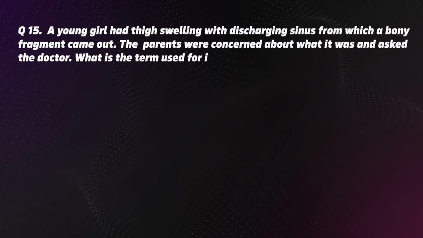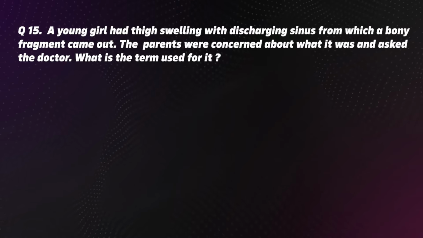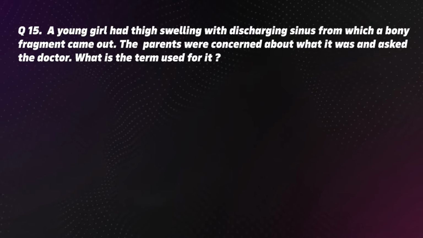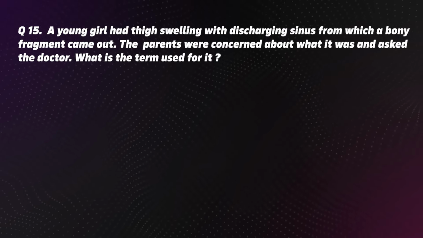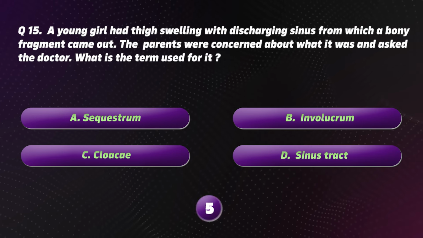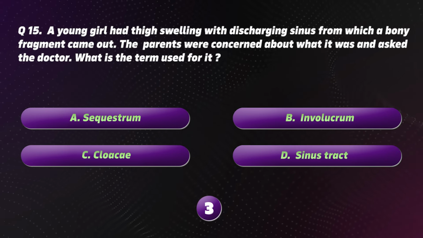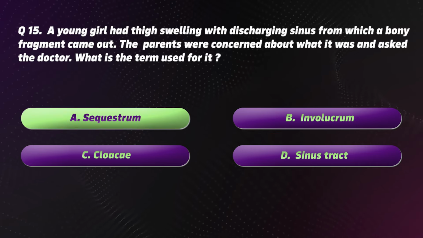Question 15. A young girl had thigh swelling with a discharging sinus from which a bony fragment came out. The parents were concerned about what it was and asked the doctor. What is the term used for it? Here are the options. A. Sequestrum. B. Involucrum. C. Cloaca. D. Sinus tract. And the correct answer is A.